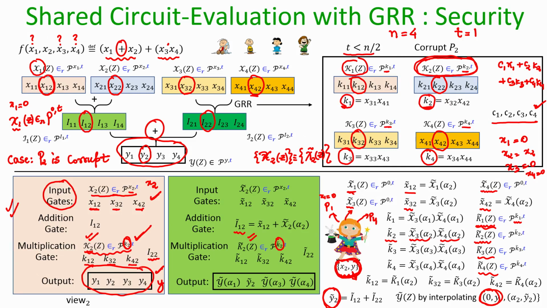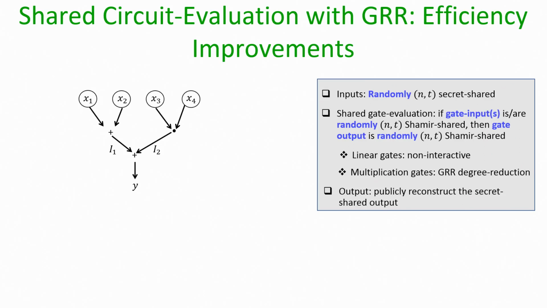Now you can see that the distribution of the real y shares as per view 2 and the distribution of the simulated y shares are identical. Both lie on a t degree polynomial with constant term y, and the second component is what P2 would have in both the views. That shows that whatever has been regenerated by this simulator is identical to view 2, and that proves that this shared circuit evaluation approach using degree reduction is secure.